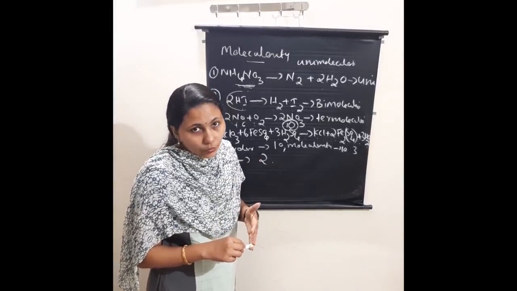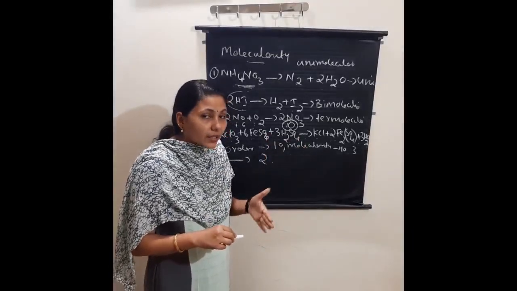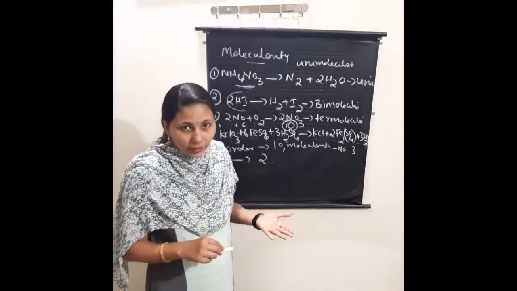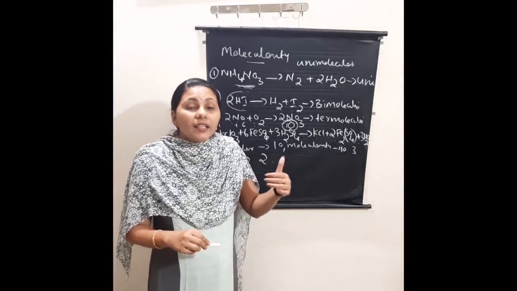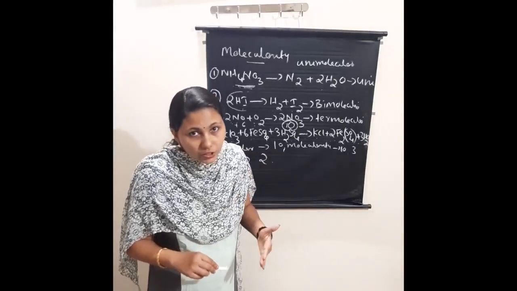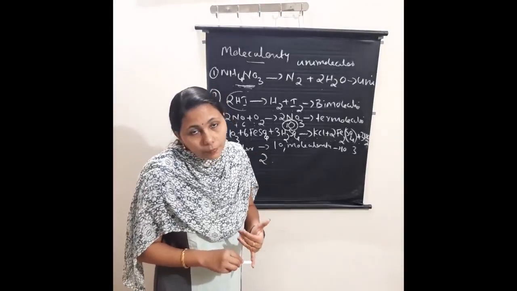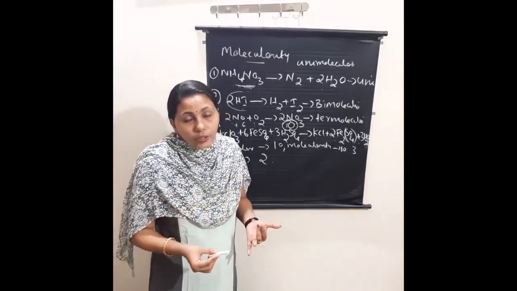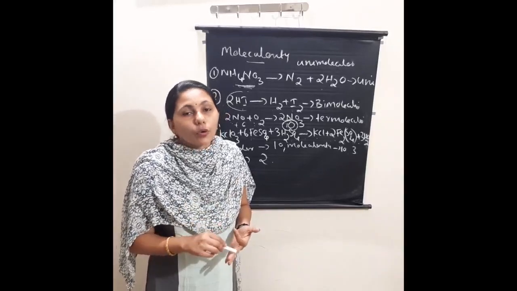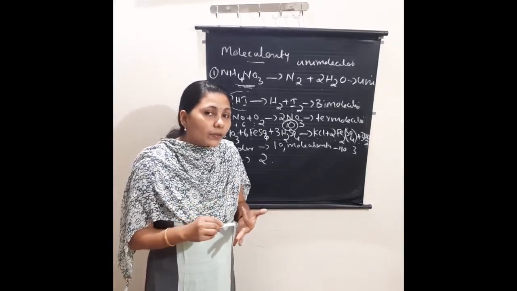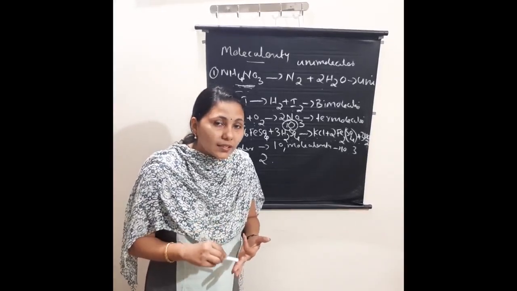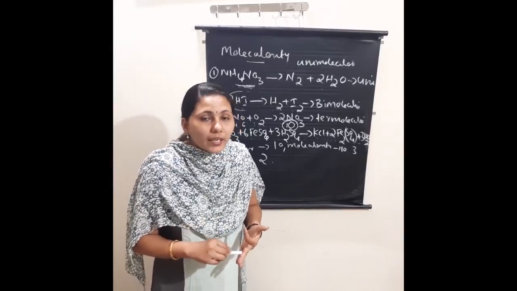So in this type of complex reaction, many elementary steps will be there. Of these, the slowest step is considered the rate determining step, used for calculating the order of the reaction, and the species involved in that particular step are considered as the molecularity of the reaction.